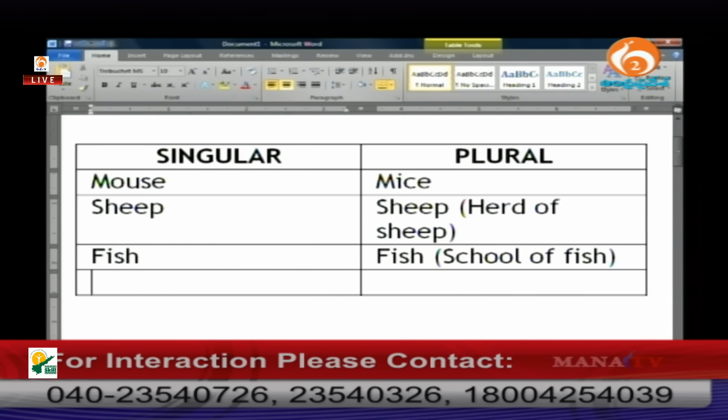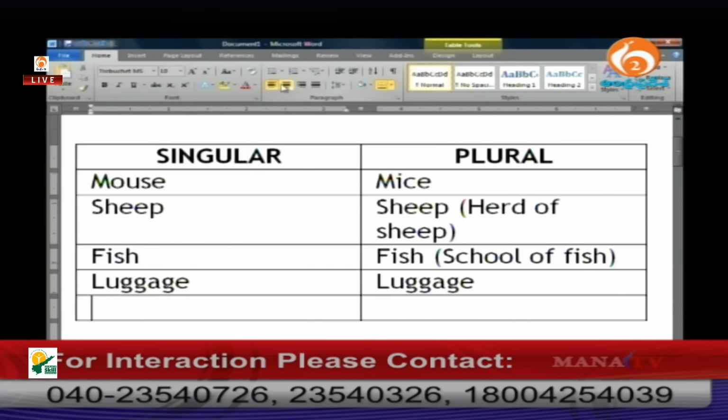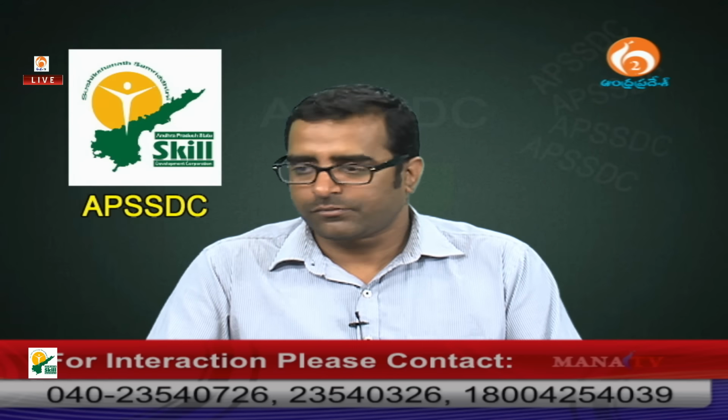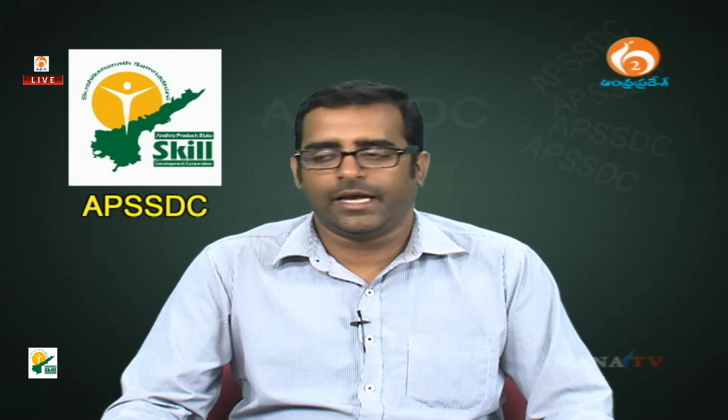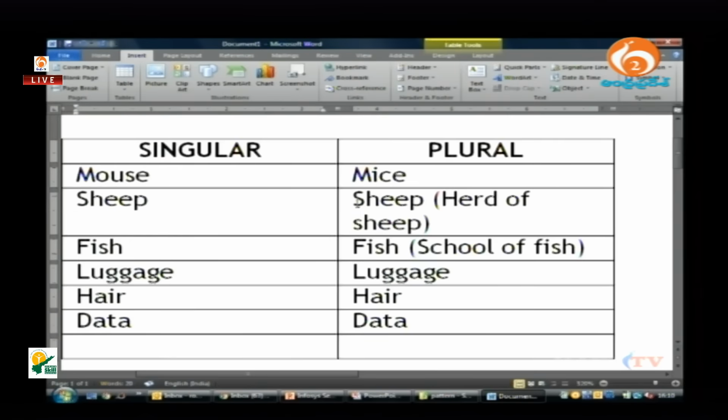Likewise, luggage, you can't say luggages. It's still luggage. So there is no separate plural form for it. Singular form is hair, plural form is also hair. It's not hairs. Singular form is data, plural form is also data. No change there. Likewise, when I have a word like, okay, let me reduce this a bit.